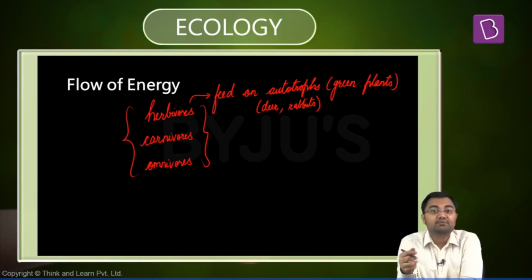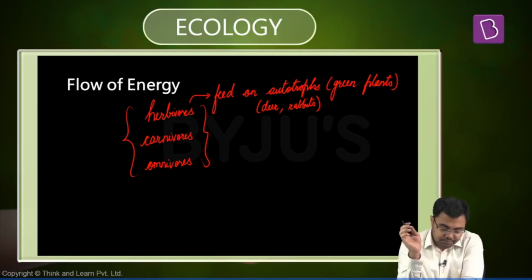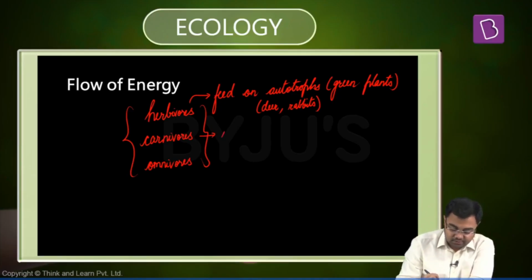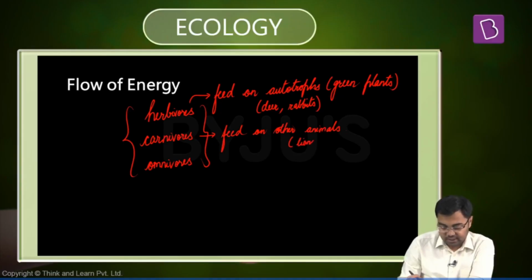So after that you have carnivores. Now carnivores are the animals that feed on the flesh of other animals. So these are the ones which feed on other animals. A prime example can be a carnivore like lion or tiger, etc.